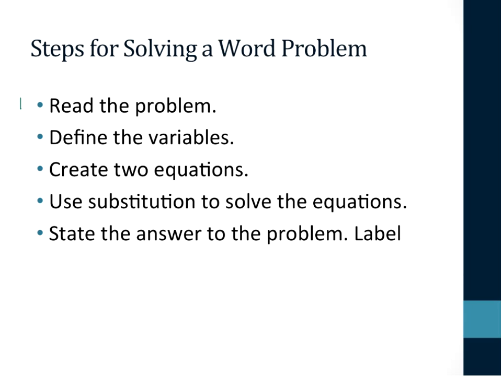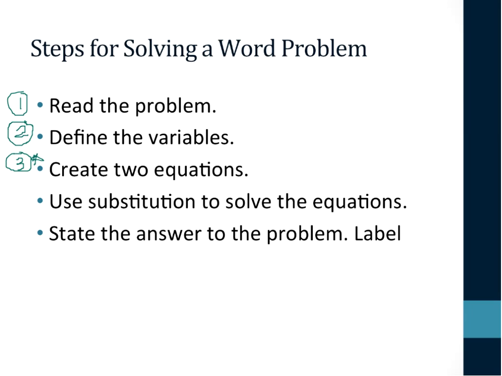First is just reading the problem. Okay, that's like a big duh, right? We know we need to start by reading the problem. The second step is to define the variables. And in systems, as you've seen, we have x and y. We're going to have two variables. We might not always call them x and y, but we are going to have these two variables, and we're going to have two equations.